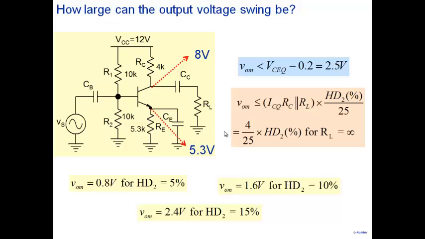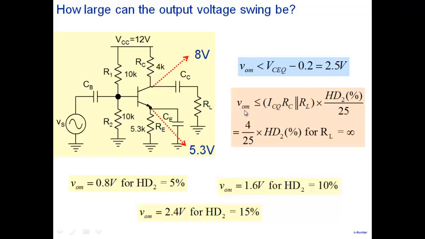Okay, so let's come back to the example that we were discussing earlier. For this particular amplifier where R1, R2 are 10K here, RC is 4K. We had looked at this particular example earlier, and we had seen that the collector voltage is 8 volts here and this emitter voltage was 5.3. So now let's estimate the voltage swing here. So the first constraint is VOM less than VCQ minus 0.2. So if we plug in the values, we get 2.5 volt here.